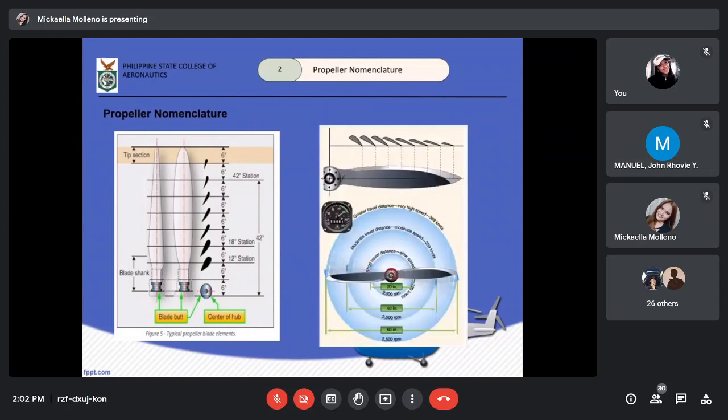So, kung nagtataka kayo bakit pinakamakapal yung sa root section, ang primary reason dun is for structural stability. Kasi yun yung, kahit i-simulate pa natin, yun yung part na na-expose sa most stress. So, a blade's root should be the thickest part.